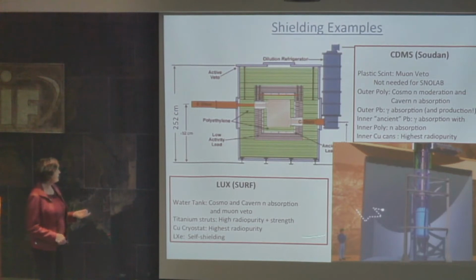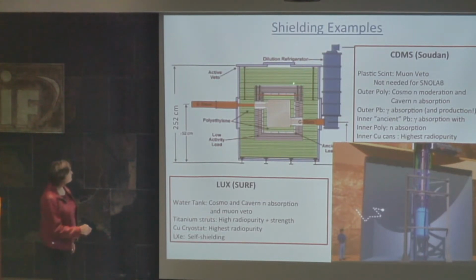So here's some shielding examples. This one is from CDMS. This one is from LUX. They're very similar. You start out with, well, for Soudan, we had our muon veto right here. So it's not a neutron veto. It just tags the muons. And in fact, our shielding for SNOLAB does not have a muon veto because it's deep enough, we don't use it.